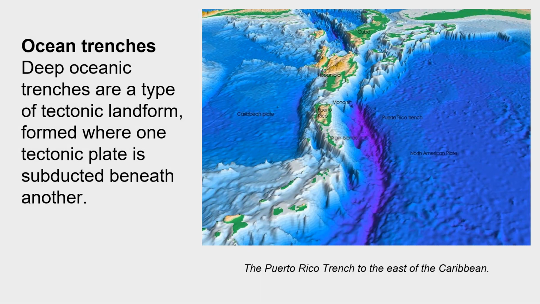Ocean trenches. Yes, deep oceanic trenches are a type of tectonic landform formed where one tectonic plate is subducted beneath another. Well, a tectonic plate is like a layer of land beneath the earth. It's like one bread kept over the other, and when these plates move, what forms is a gap, and that gap is called a trench. When this happens below the ocean, that's an oceanic trench.